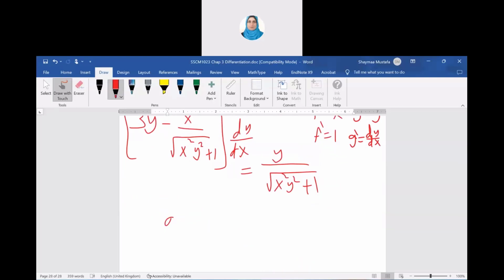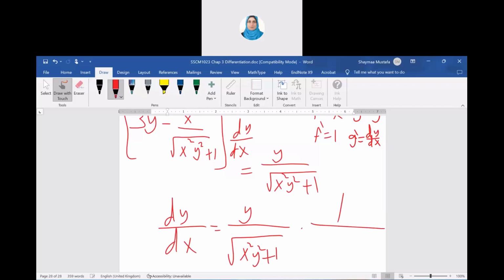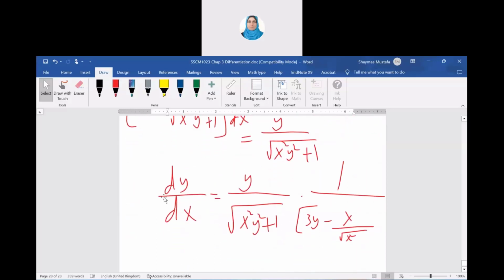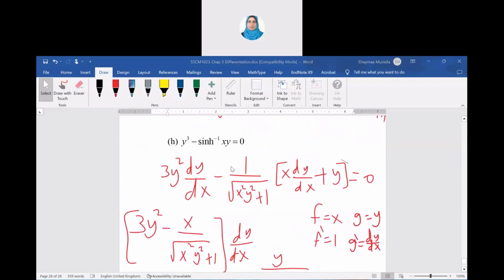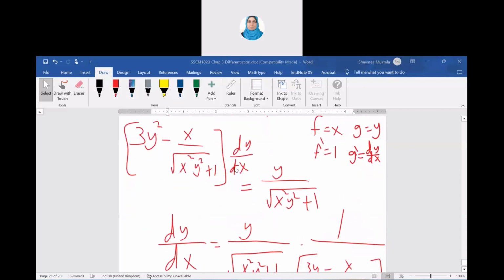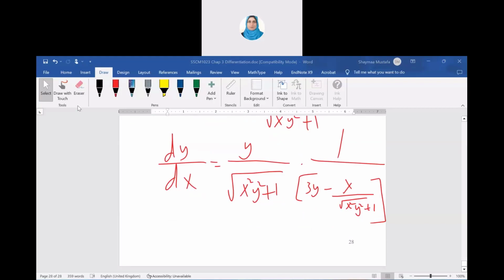Now you can find dy over dx, which is equal to y over the square root of x squared y squared plus 1, over this term, which is 3y squared minus x over the square root of x squared y squared plus 1. So this is dy dx, the implicit function. So with this example, we end this chapter.